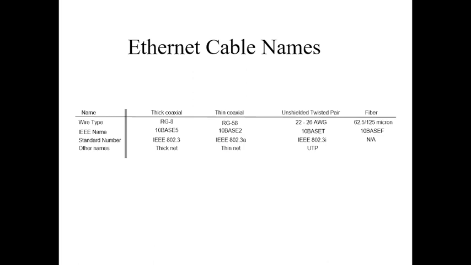The IEEE names are 10Base5 for thick coaxial, 10Base2 for thin coaxial, 10BaseT for unshielded twisted pair, and 10BaseF for fiber. The standard numbers are IEEE 802.3 for thick coaxial, 802.3a for thin coaxial, 802.3i for unshielded twisted pair, and none for fiber optic cable. Other names are thicknet, thinnet, and UTP.